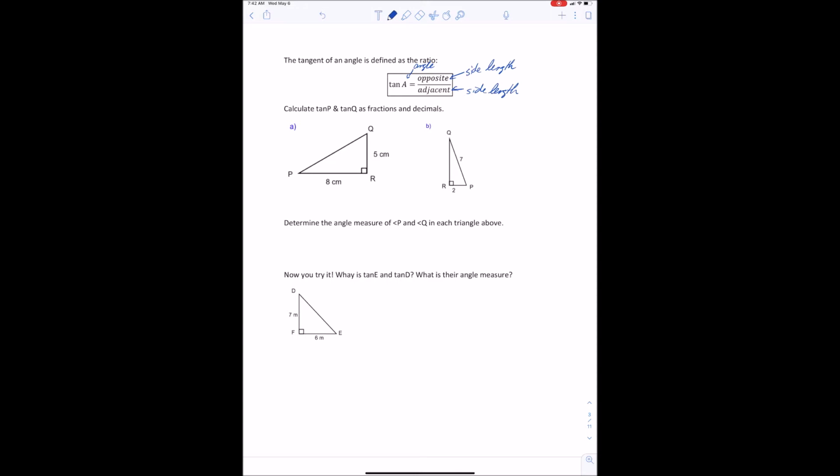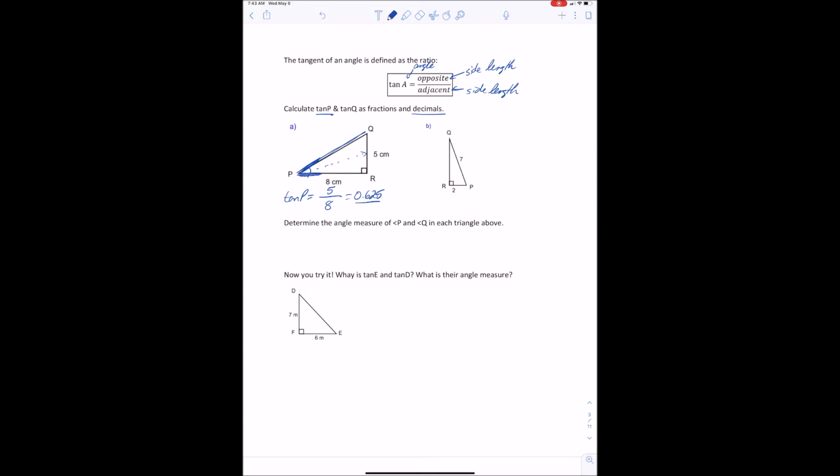So down here, I've asked you to find tangent of P. The tangent of P is its opposite side length, which is 5. If I go out from the angle, I hit 5, so that's the opposite. And now the adjacent is a little bit trickier, but remember, each acute angle is made up of 2 lines. One of them is the hypotenuse, and the other is the adjacent. So the tangent of P is 5/8. As a decimal, that's 0.625.